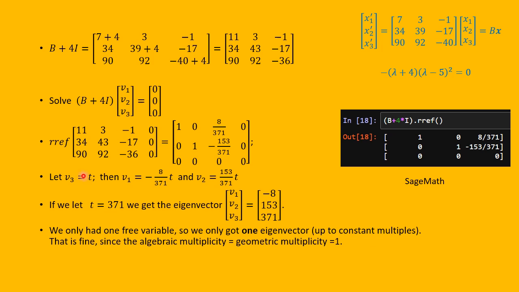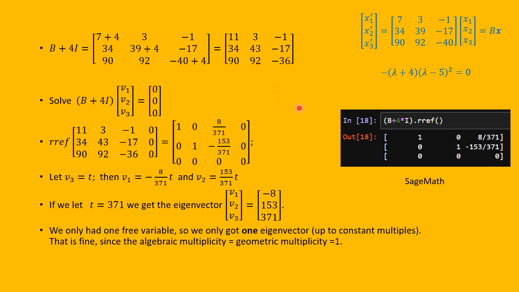lambda equals minus 4. To make it as simple as possible for later, let's let t be 371 so that we don't have these fractions to worry about. And in that case, v1, v2, v3, that vector is -8, 153, and 371. We only had one free variable, v3, so we only get one eigenvector corresponding to lambda equals -4, up to a constant multiple t, basically. And that's fine because the algebraic multiplicity equals the geometric multiplicity, which is 1 in this case. And so we can move on to the next eigenvector or eigenvectors.